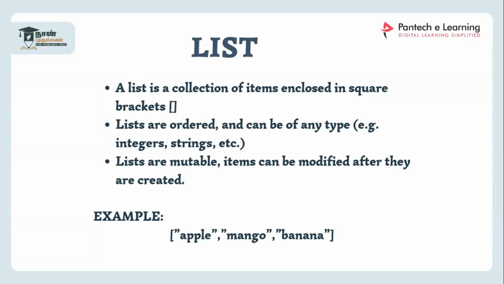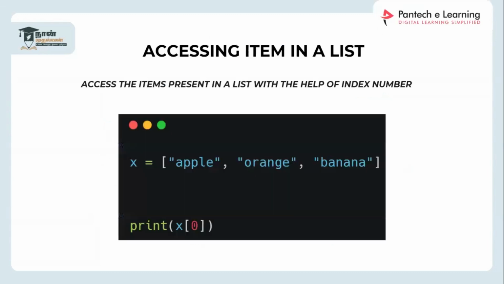A list is mutable, so items can be changed or created. Once we create the list, we can access an item, change an item, or remove an item; that is called mutable. First, accessing an item in the list, same as a string. In yesterday's session we saw how to access a particular character based on the index value. In the same way, here we can access a particular item based on the index value, like a particular fruit in this example list.